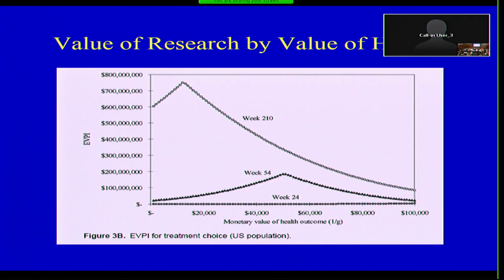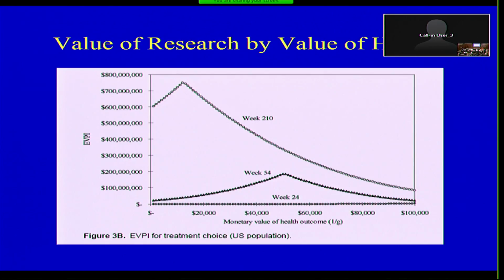So here what they do is they combine the level of uncertainty, the likelihood that their decision would change, with measures of the magnitude of the benefit if they were changing. And what you can see is that for week 24, on the x-axis here, they have the value of the health outcome. And essentially, there's no value in doing additional research over a 24-week period because there's essentially no uncertainty according to their model. As you go to week 54, you see more uncertainty. As you go to 210 weeks, you see even more, and associated with that, even more value.